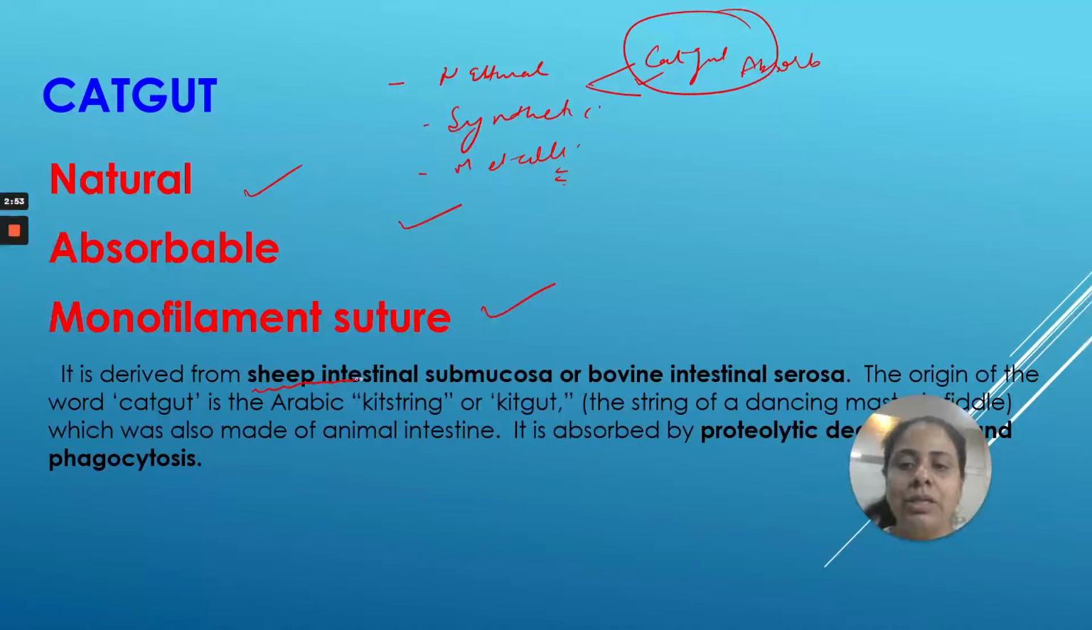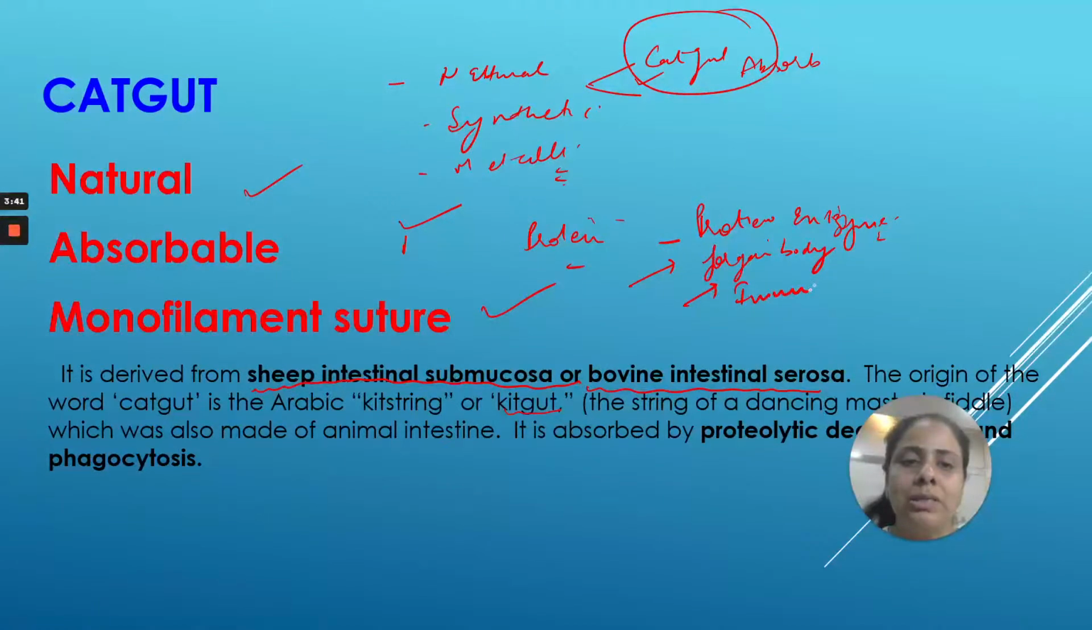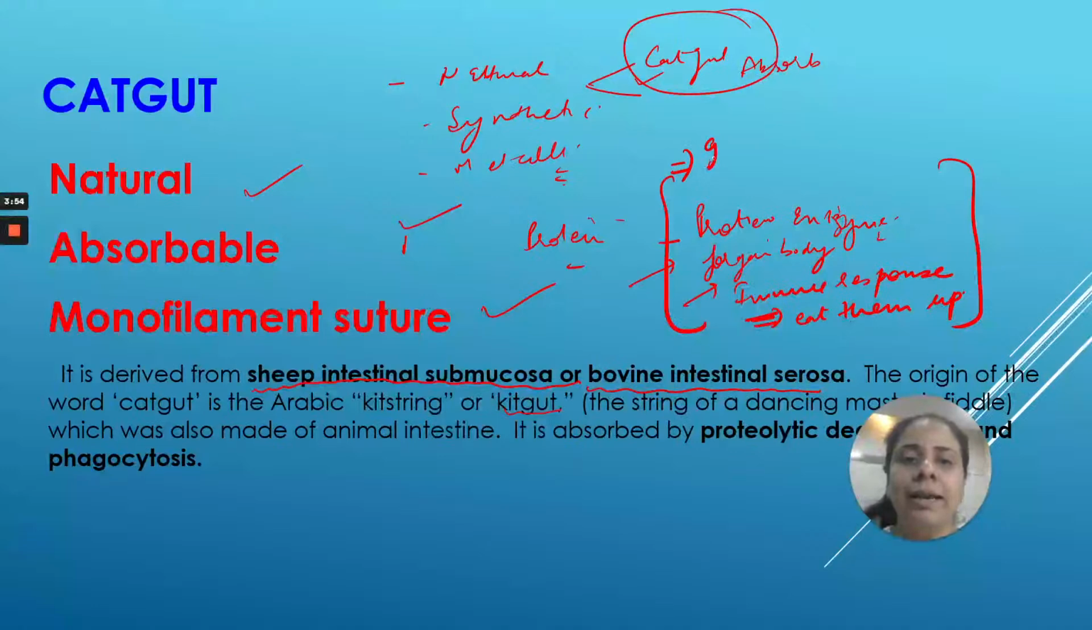This is the origin: sheep intestinal submucosa or bovine intestinal serosa, and it comes from the word kitstring or kitcut. As I told you in the previous video, all the natural suture materials are absorbed by proteolytic degradation. Since it is a protein, it will be absorbed by proteolytic enzymes. The body will behave as if this is a foreign body and generate an immune response against these sutures, and the body will try to eat them up. This is how a suture material gets resorbed.